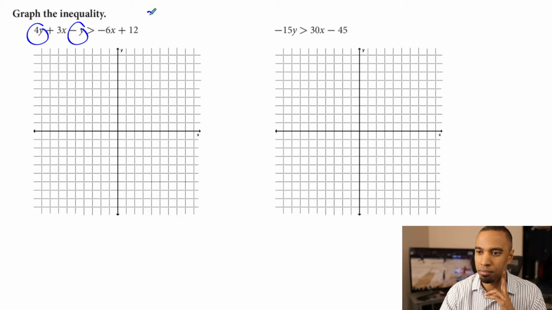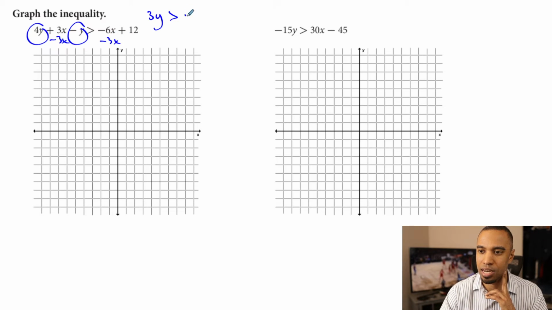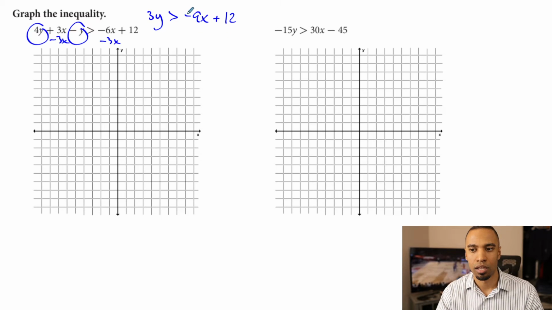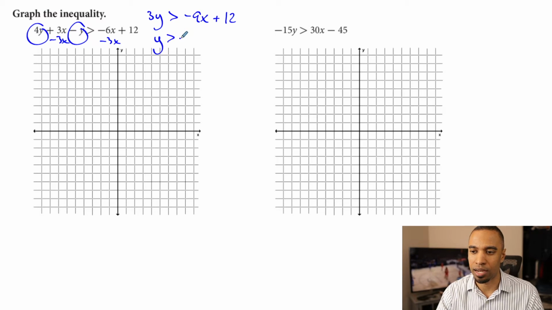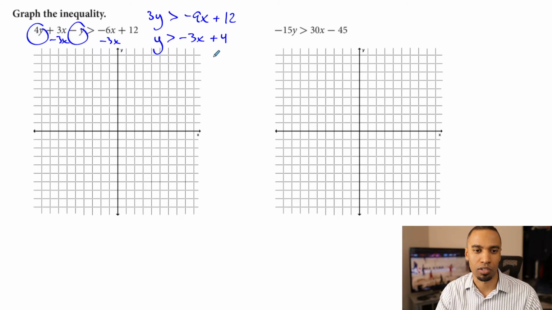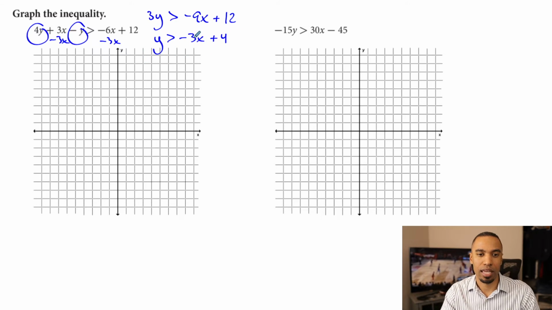That becomes 3y. I need to subtract the 3x over right here, and that is greater than negative 9x plus 12, and I get to divide everything by 3. And I'm going to get y. It looks like standard form wouldn't have been good here. I don't think I'm going to get an integer x-intercept. Divide everything by 3. I'm going to get y is greater than negative 3x plus 4. Yeah, this would not have worked for standard form. Okay, y is greater than negative 3x plus 4.